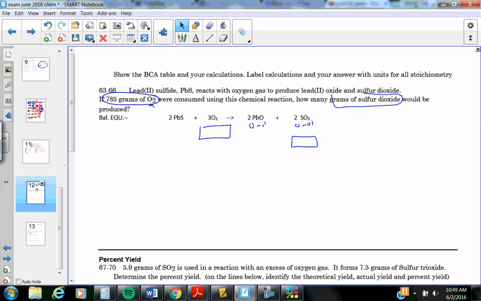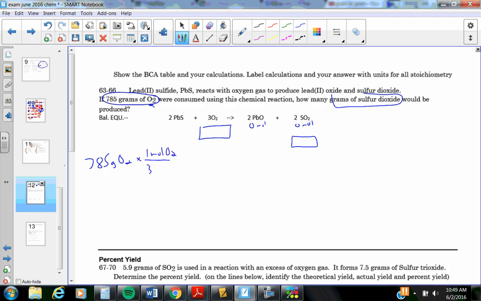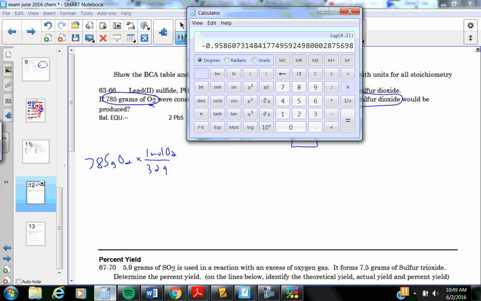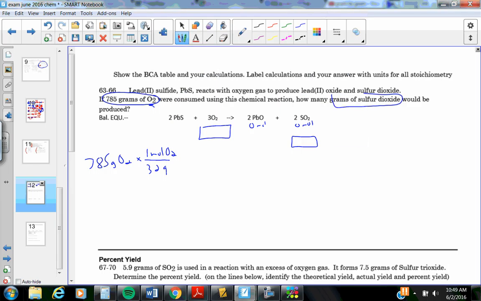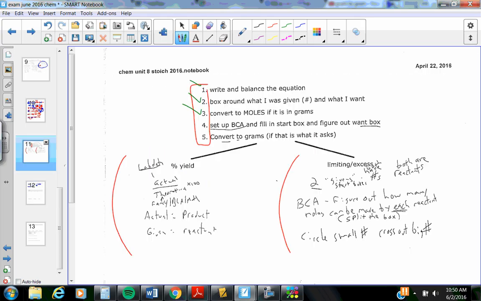I have 785 grams of oxygen, and 1 mole of oxygen, that's O2, is 32 grams. 785 divided by 32, 24.5. Whoops, grams crossed out. Moles. That goes here. 24.5 moles. So I've written and balanced, and boxed what I convert to moles.